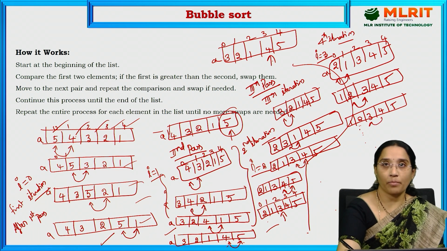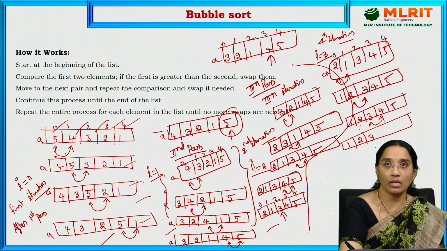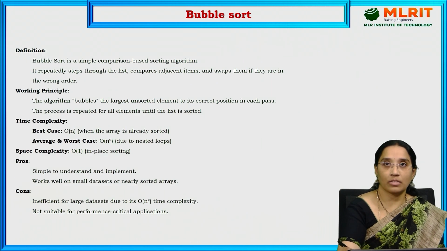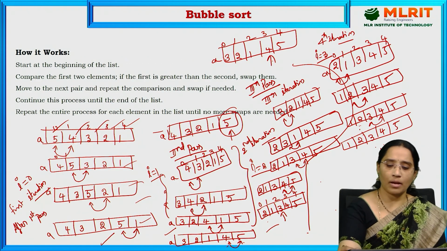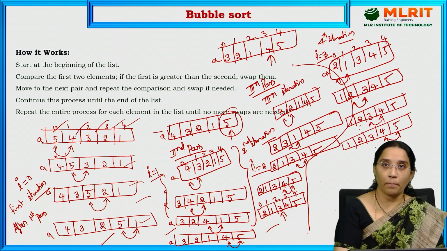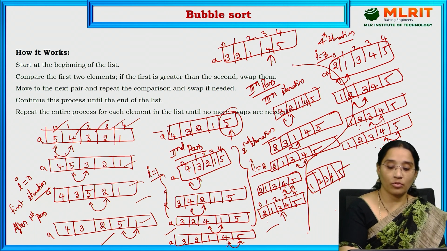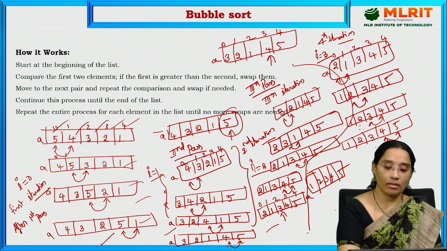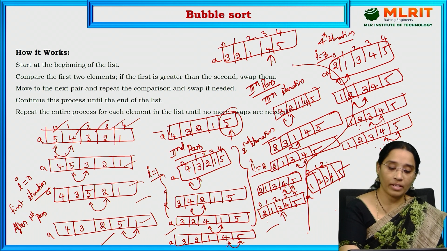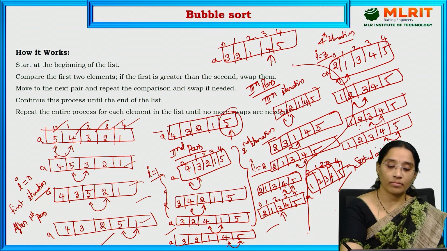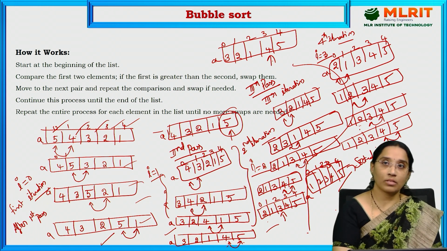Again 3 is compared with 4. No swapping because they are at their correct positions. 1, 2, 3, 4 and 5. Next 4 is compared with 5. So no swapping. The list is 1, 2, 3, 4 and 5. So this is the final sorted array. After 4 iterations, you can say this is your sorted array.